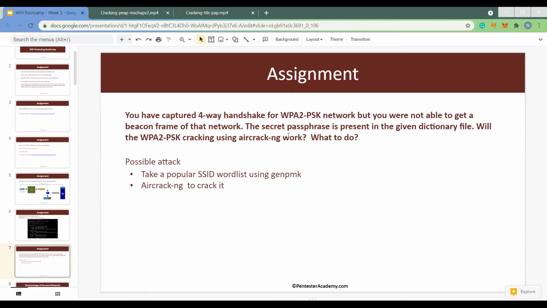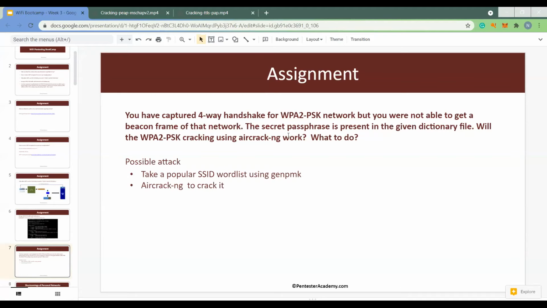It won't be able to do anything because, if you remember how the dictionary attack works, you need the SSID. If you don't have the SSID, you cannot calculate the PMK. If you cannot calculate the PMK, you cannot calculate the PTK, and so on. You won't be able to verify which one is the correct one.